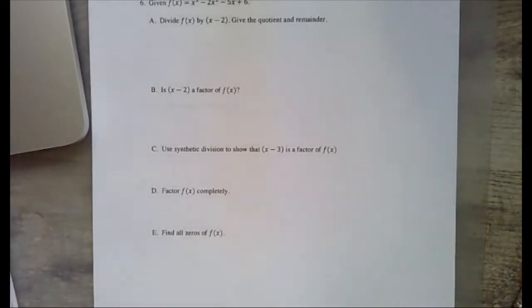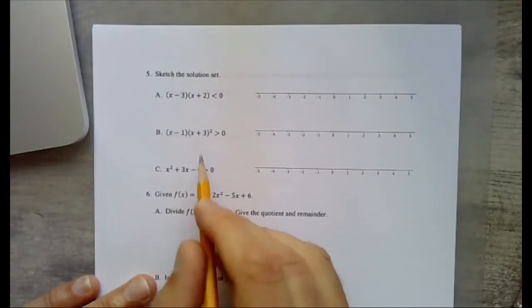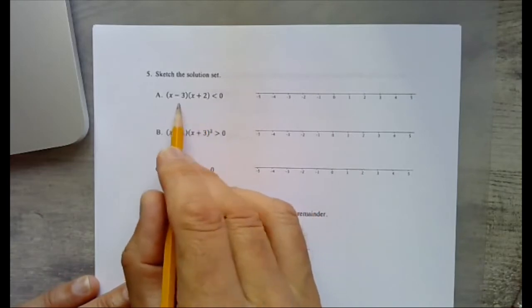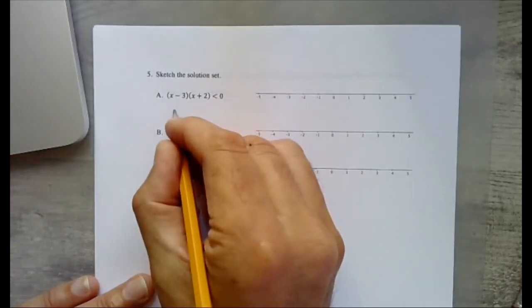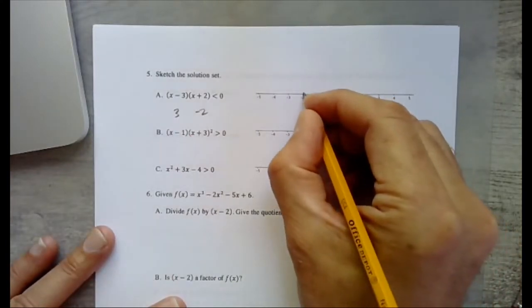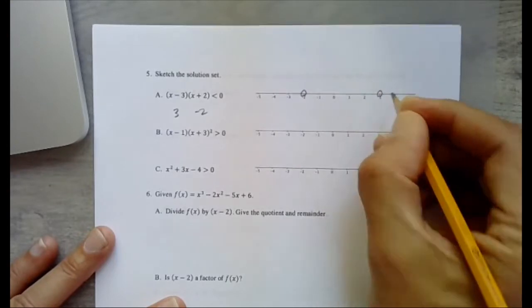Okay, the next problem. I'm going to scan these so that you will have access to the scans as well. This one is sketch the solution set. We did this on Tuesday, and what we wanted to do is find out where this is equal to 0, and this is going to be equal to 0 when x is 3 or negative 2. So I'm going to plot a point at negative 2, and I'm going to plot a point at 3.